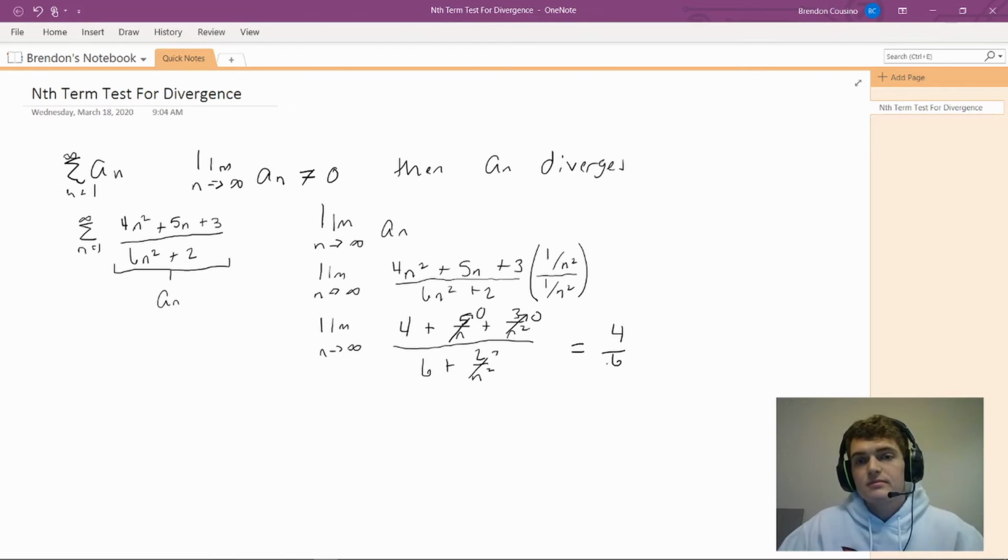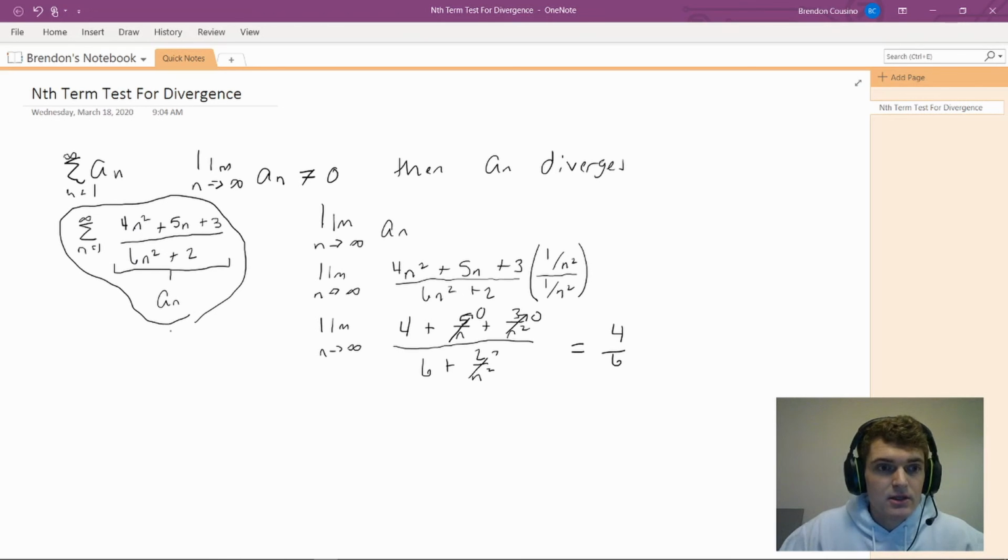Let's go back up to our definition. If the limit as n approaches infinity of a of n does not equal 0, then the series diverges. Here we showed that the limit of a of n for our series is equal to 4 over 6. So by the definition, we know that this series diverges.